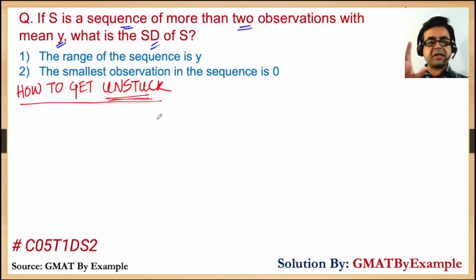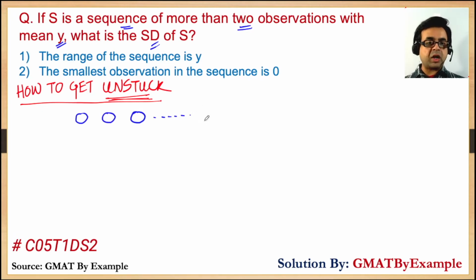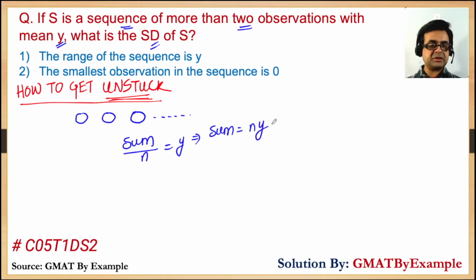Okay, so let's just unpack the statement of the question a little bit before we go on to the statements. We are given that there are more than two observations. So let me just mark those observations as circles for now because we really don't know. So it has to be 3 or more, right? More than 2 means 3 or more observations. The mean is given to be Y, which means the sum divided by n is equal to Y, which also means that the sum of the observations is n times Y. Whatever that number n is, and n has to be 3 or more. So let me write that down as well. N is greater than or equal to 3, and we are asked to find the standard deviation of S.